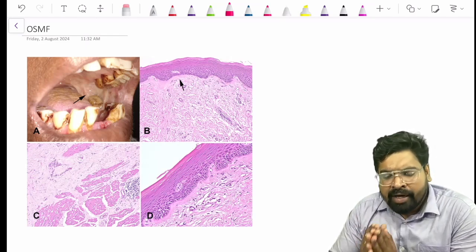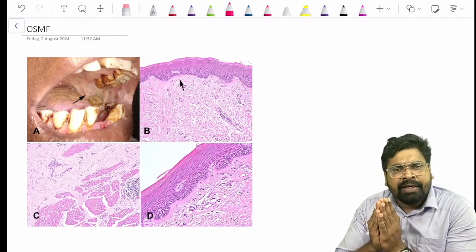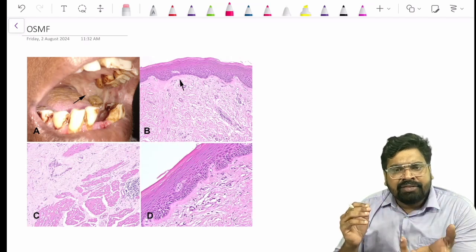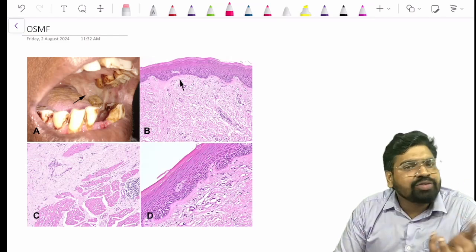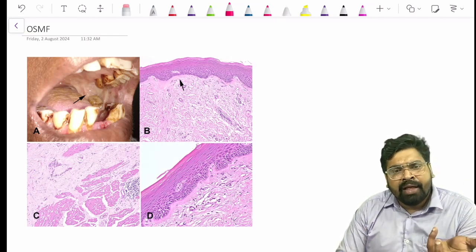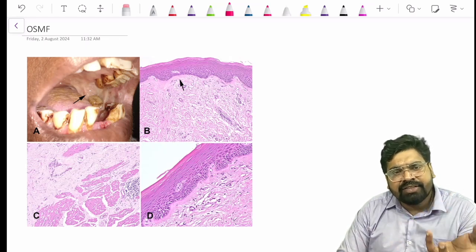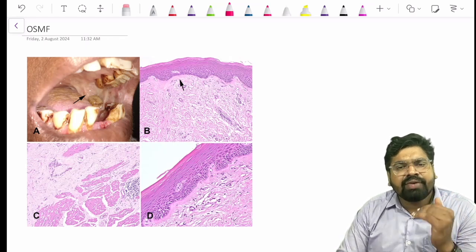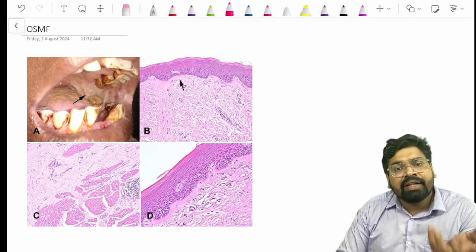Now there is one interesting thing that you should think about. This is a potentially malignant disorder which can cause squamous cell carcinoma, right? But all the changes due to oral submucous fibrosis are occurring in the connective tissue. How then is the cancer developing in the epithelium?